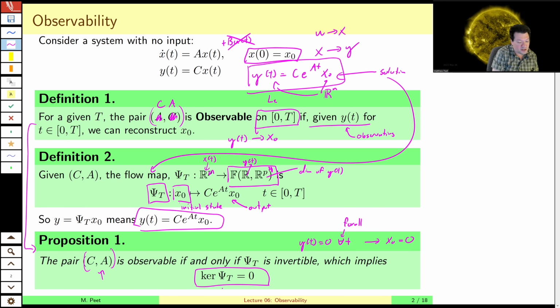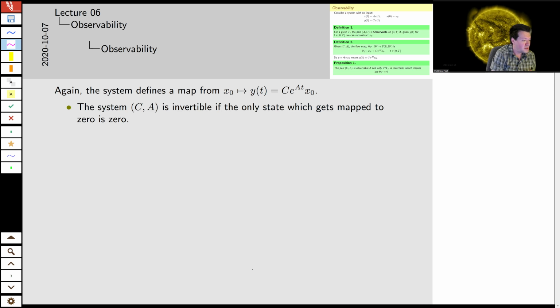Right. So another corollary of that, another way of thinking about that, is the invertibility of this map. So given the output, we can figure out what the initial condition was. And those two concepts are equivalent, it turns out. Yeah, so again, that's what I just said on the previous slide.